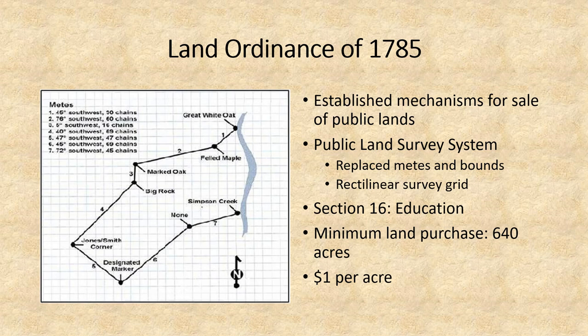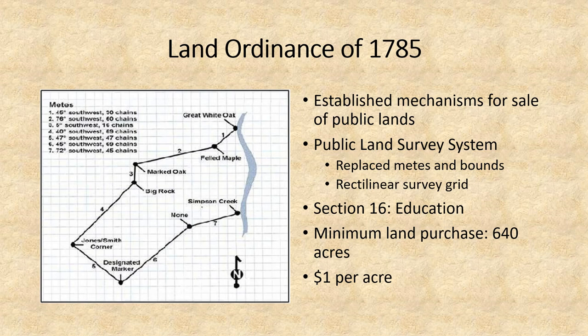If you start at the Great White Oak, you're going to go 15 degrees southwest for 30 chains. A chain is a measuring device used by a surveyor. You're going to go until you hit the felled maple. When you hit the felled maple, you're going to turn your direction to 76 degrees southwest and go for 60 chains. Now, what happens if the maple tree disappears?